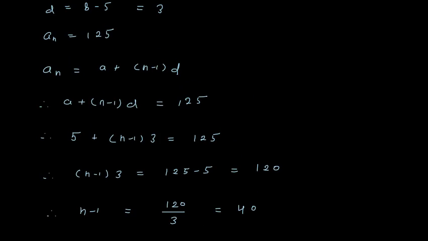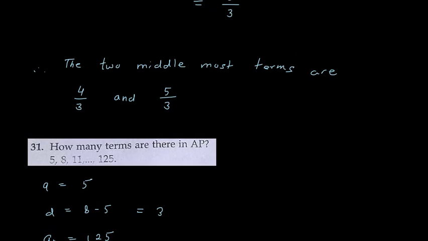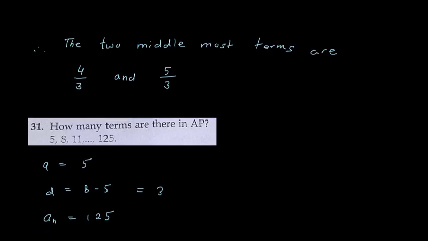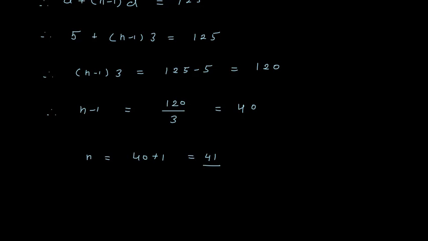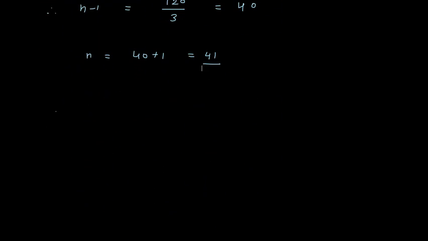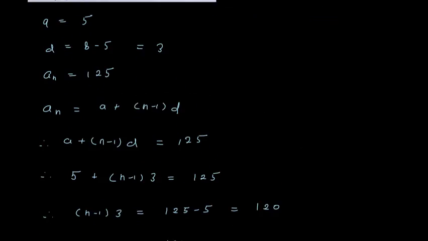So the value of N is 41. Okay, how many terms are there in an AP? So 41 terms are there in the AP. So in the AP we have 41 terms. Okay, this is question 31.